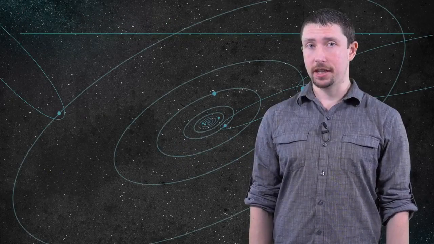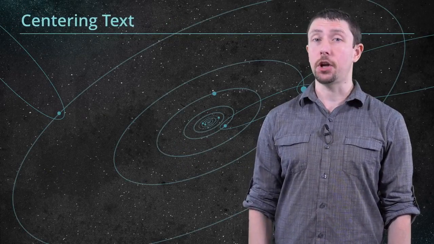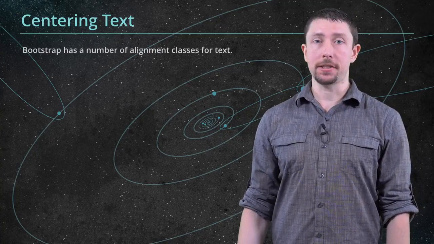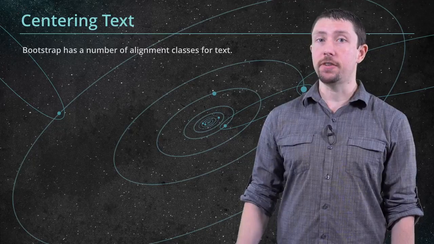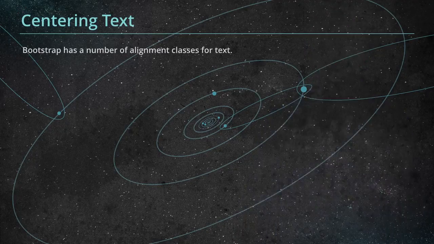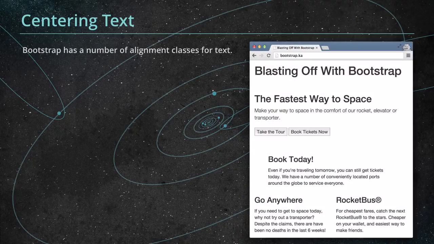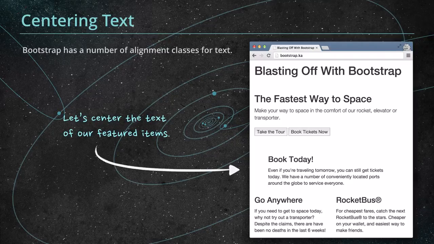Another characteristic of good typography involves font alignment. Now, Bootstrap has a couple of classes that can help us with that as well. Let's take a look at our featured items to see how they could help us there. They're okay, and it's nice that our Book Today element is centered, but what if the text within them was also centered? Let's give it a try and see what that would look like.